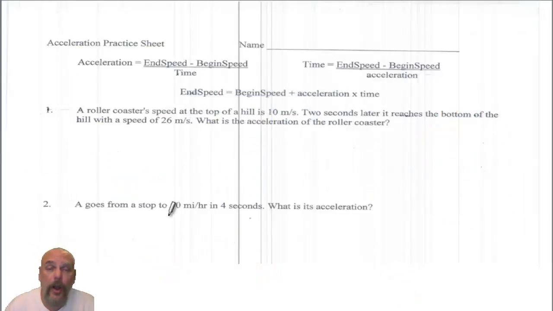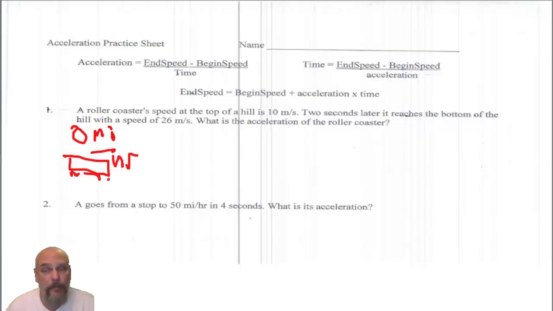Now we have in this other question here, let's assume this is a car. A car goes from a stop to 50 miles per hour in 4 seconds. So let's picture this. You have a car, and boy, that's a great looking car. Here's a car, it's stopped, so it's going how fast? Well, 0 miles per hour. And then it's going to speed up.